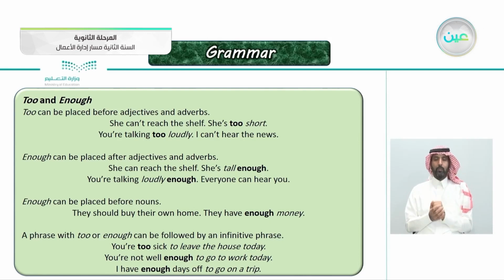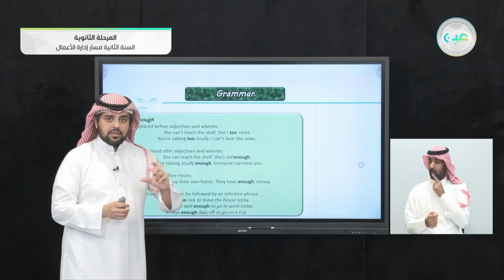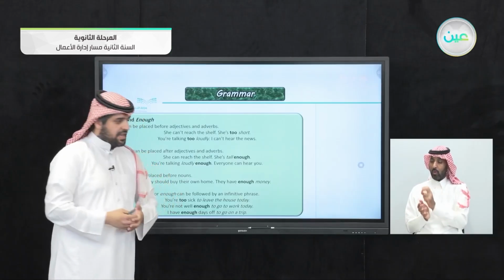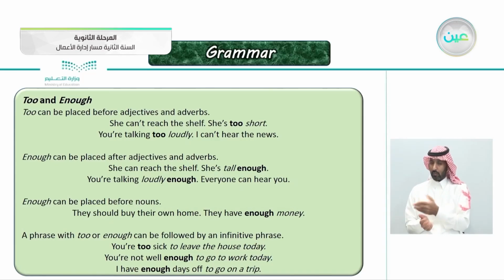Also, "enough" can be placed before nouns. Another use for "enough": it can be placed before nouns. They should buy their own home. They have enough money. They have the money amount that can buy this house. Again, they should buy their own home. They have enough money to buy this house.